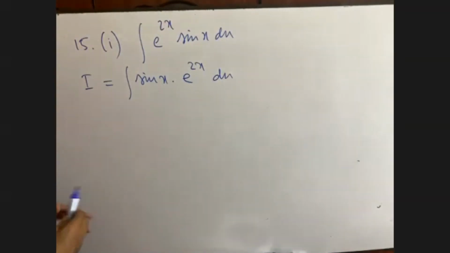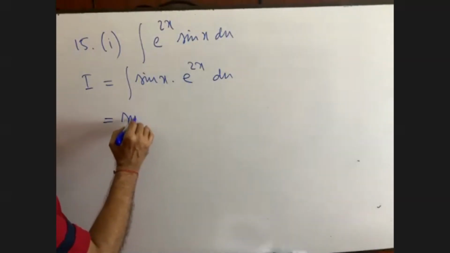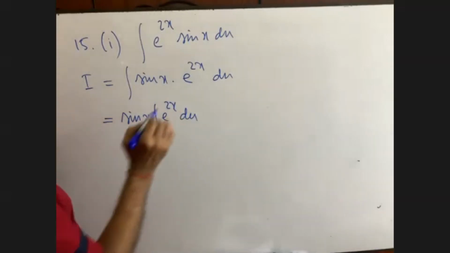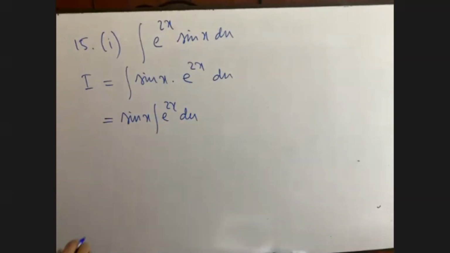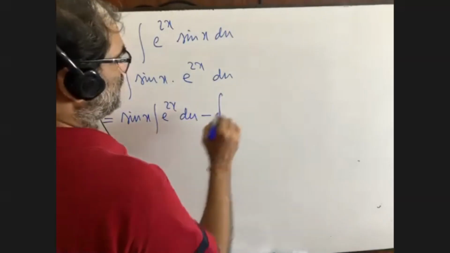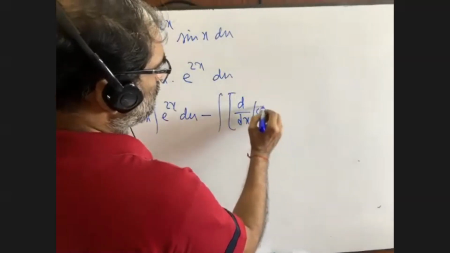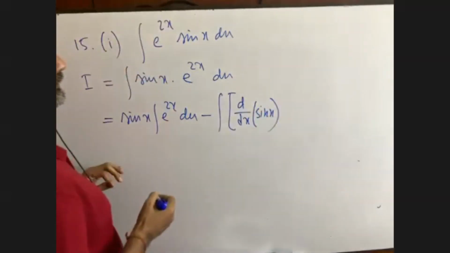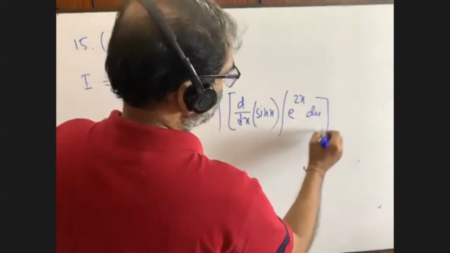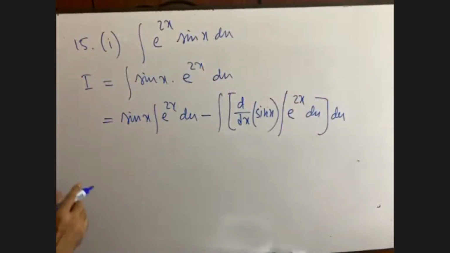Now let me know which is equal to what? Sin x e to the power 2x dx, right? Minus integration sign, third bracket, d by dx sin x, integration e to the power 2x dx, third bracket, dx. Is it? So talk to me.